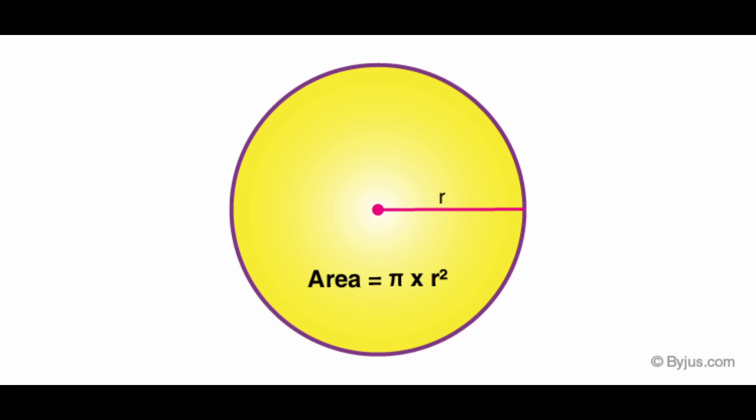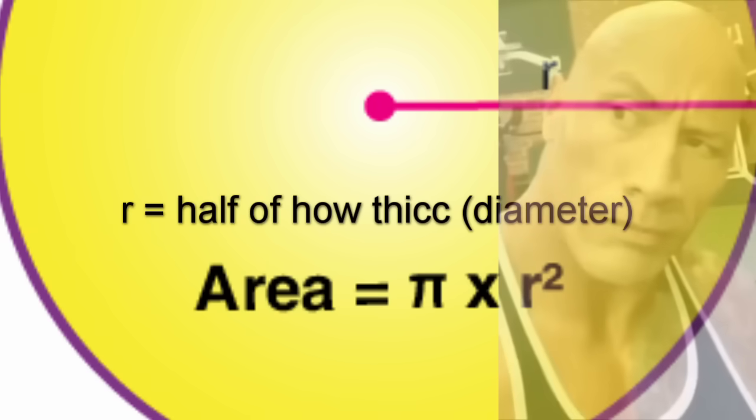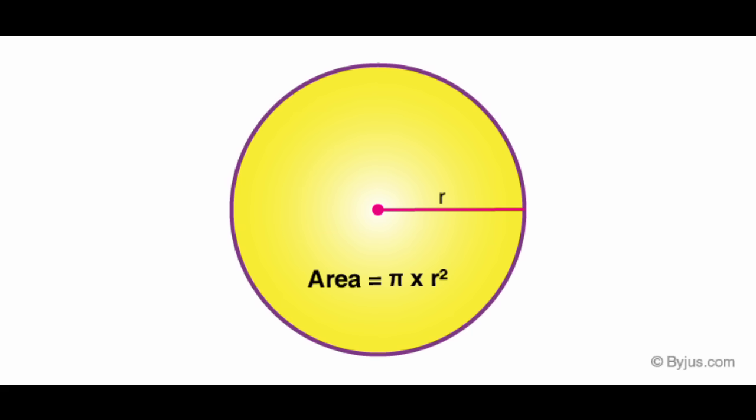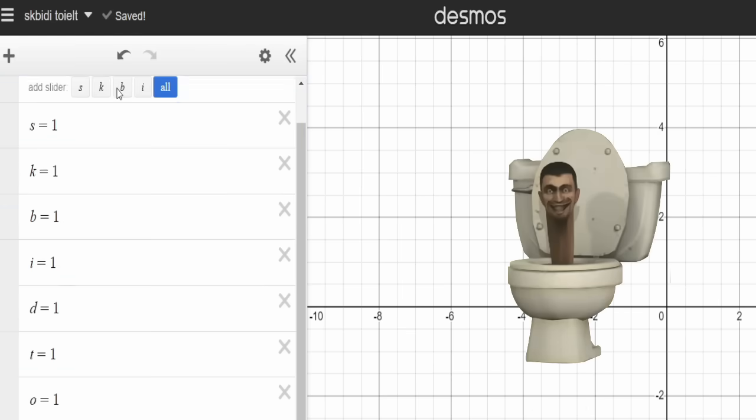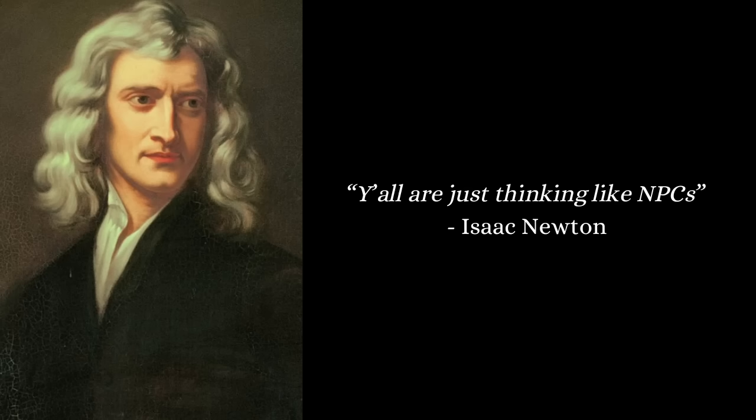If you think about it, squares, you can easily find their area, just multiply the sides together. Circles, you just multiply half of how thick it is by itself, and then times by good old pi. But what about this shape? You know, skibbity toilet. How do you find that area? You can't. But then, the goats went, y'all are just thinking like NPCs, and they whipped out the integral.